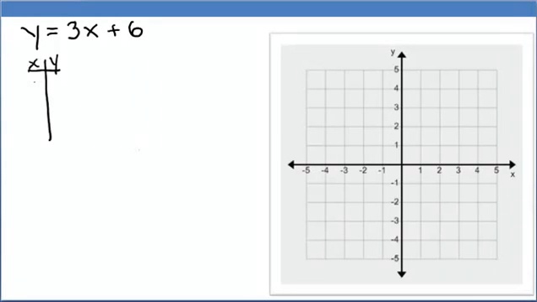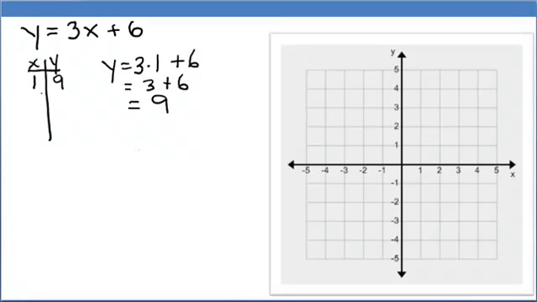So if we let x be 1 and write it down, plug it in, y equals 3 times 1 plus 6. 3 times 1 is 3 plus 6 will give us 9. So this is getting pretty big. It makes it true, but it might be a little inconvenient.